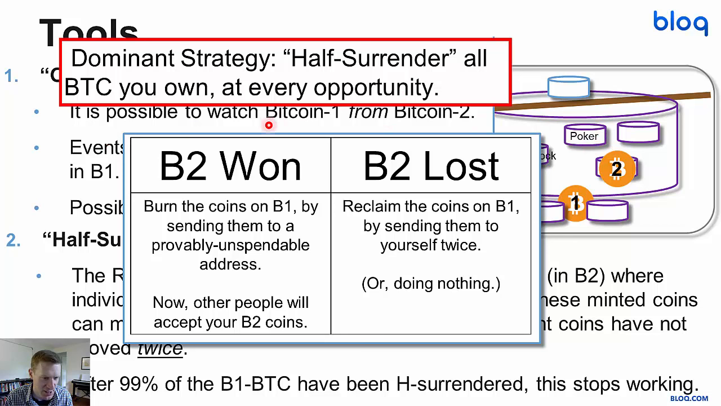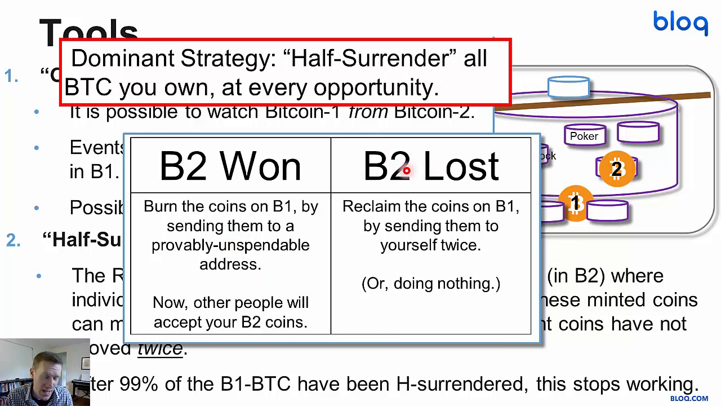If my attack succeeds, they can just burn the coins on B1. At which point, they become fully active on B2 permanently, and other people will accept them as valuable tokens. In fact, what will actually happen is people would upgrade their software and they wouldn't even notice what was going on. But this would be happening behind the scenes.